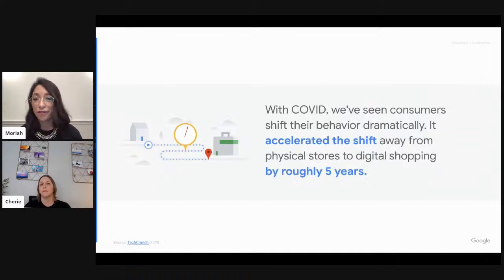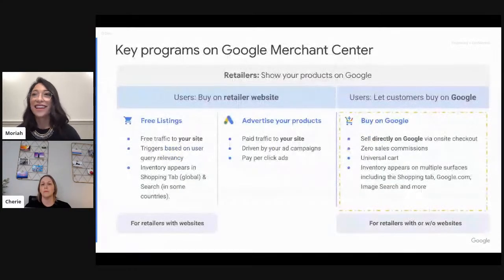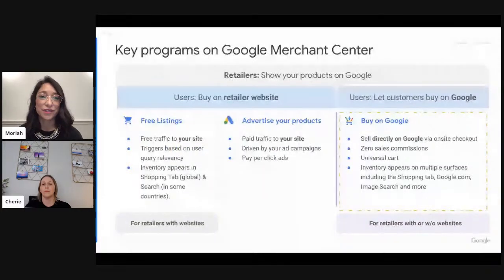With COVID, what we've seen is that customers are actually shifting their behaviors dramatically. It has accelerated the shift away from physical stores to online shopping, to this digital shopping, by roughly 5 years. That's what's been happening over these last couple of months. We just want to make sure that we provide you with the tools to be able to get yourself in front of these customers. And now Cherie will take us through some of these key programs on Google.